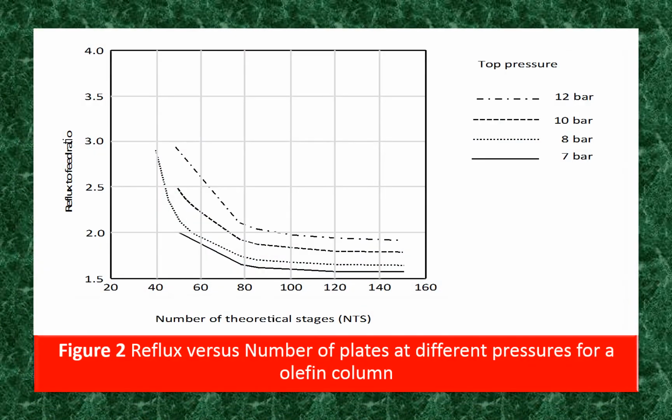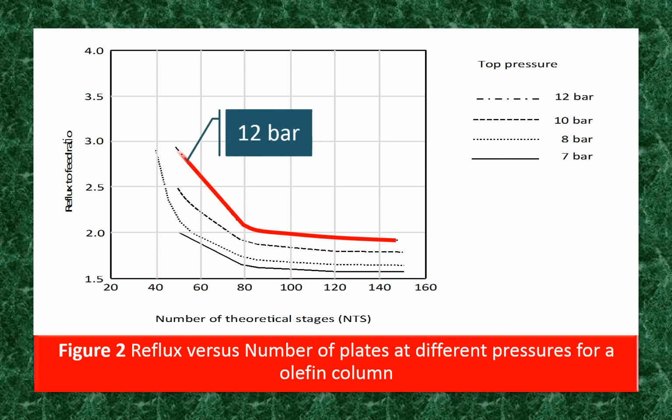Illustrated in this figure is the effect of pressure on the reflux versus number of theoretical stages. It can be seen from the curve that lower pressure leads to lower reflux requirements. Alternatively speaking, for a given reflux ratio, lower pressure requires less number of theoretical stages.